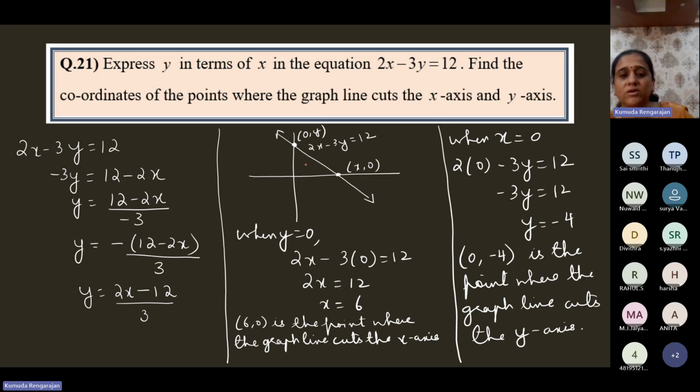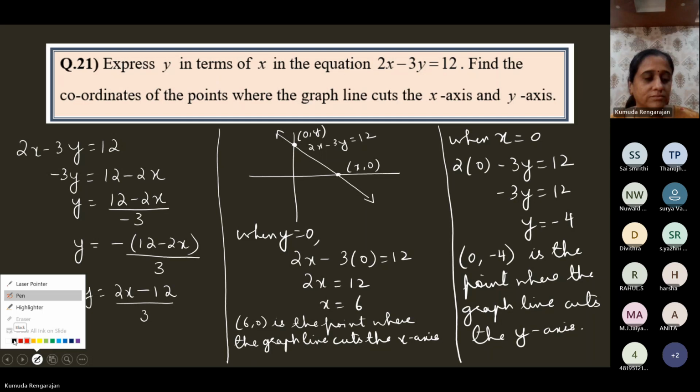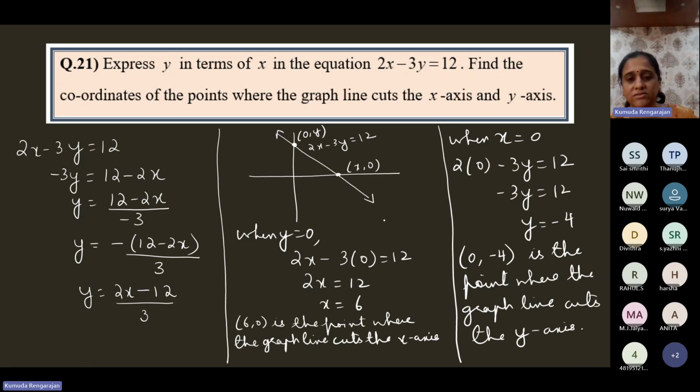Don't ask me, you've shown the line like this. I've shown the line like this, but we are getting 0, -4. But how can this be 0, -4? No, this is only a rough representation. This is not the graph line precisely. So don't get confused with what you've got here and the point we've marked here. In general, any point on the x-axis will be of the form x, 0. And in general, any point on the y-axis will be of the form 0, y.